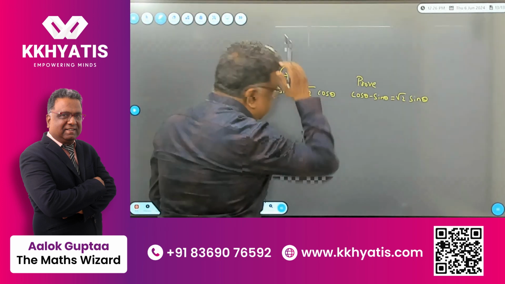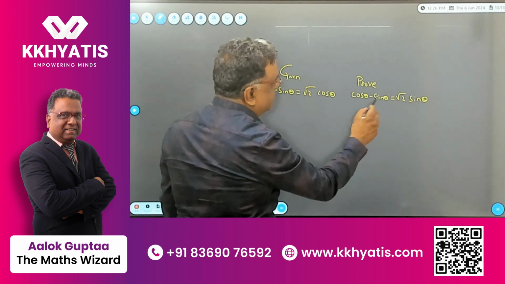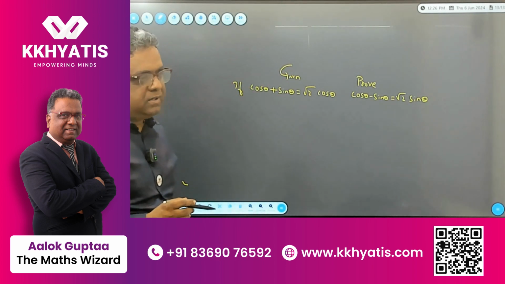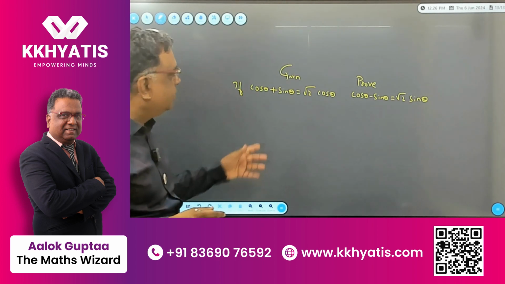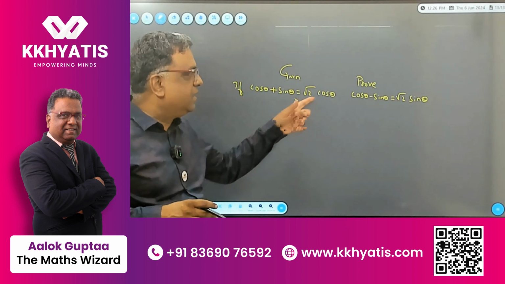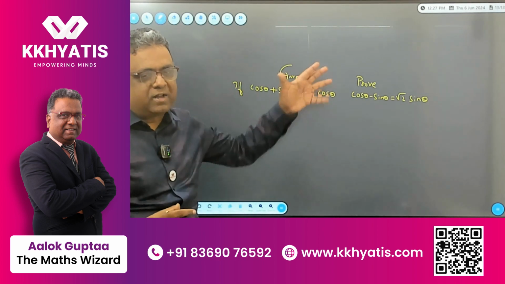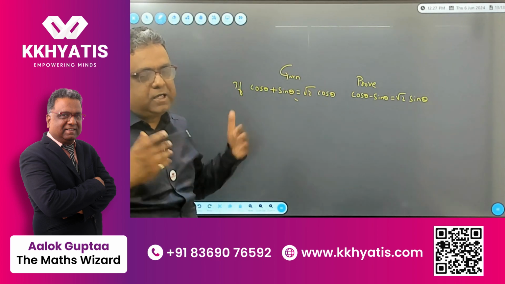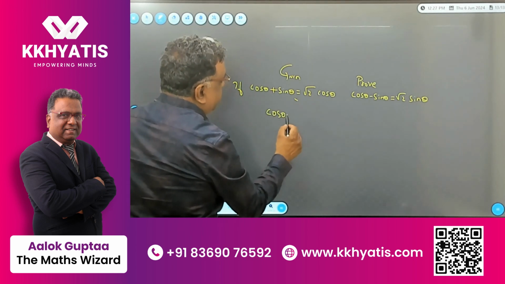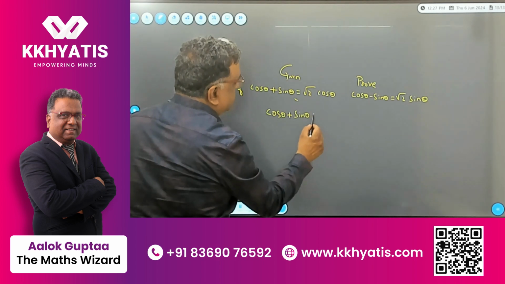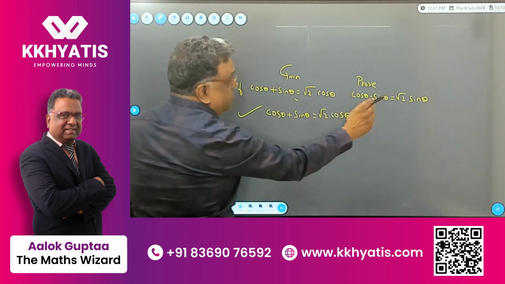So here, since I have one expression in cos theta plus sine theta and one expression in cos theta minus sine theta, I will try to square them. And when I square them, in one there will be a plus 2 sin theta cos theta, in the other there will be a minus 2 sin theta cos theta, and when I add both they will cancel out. So I use that technique. So what I will do, I will try to form this like this.